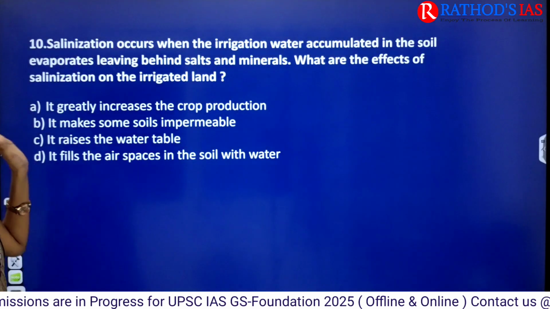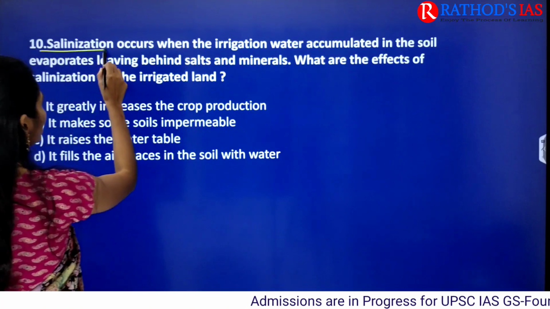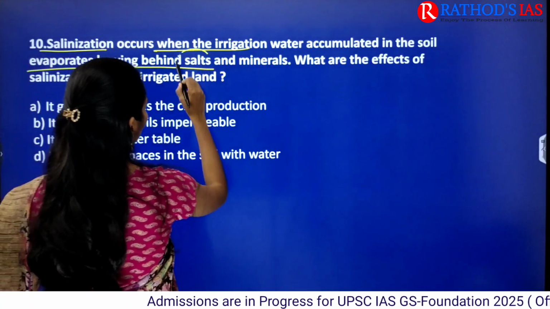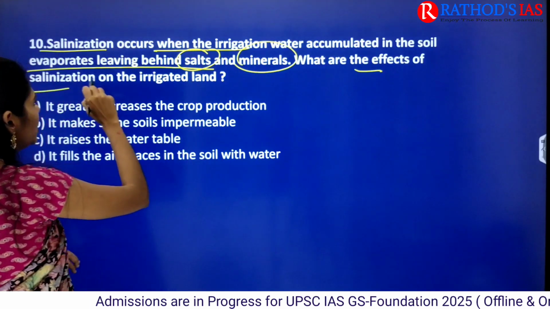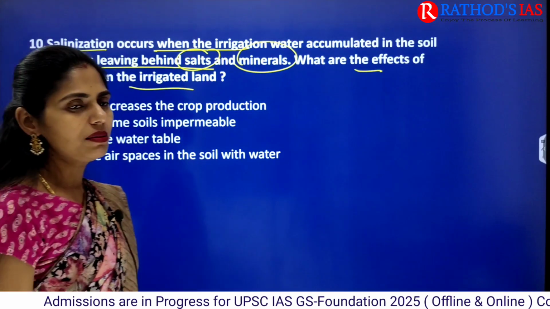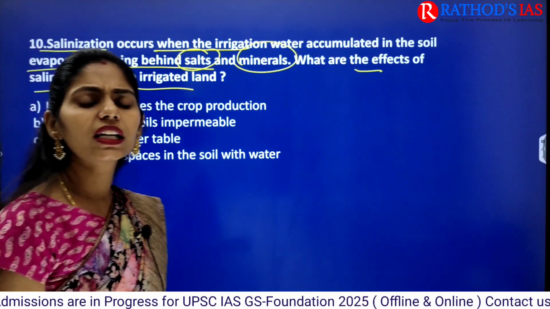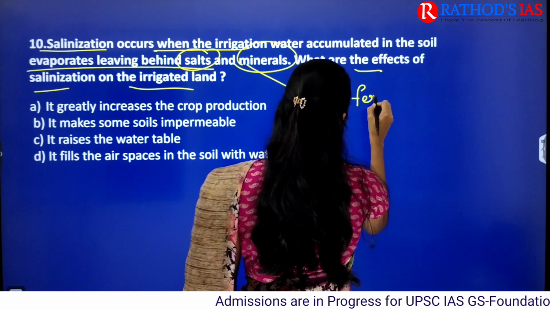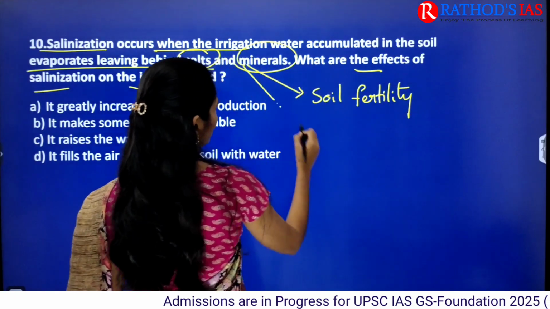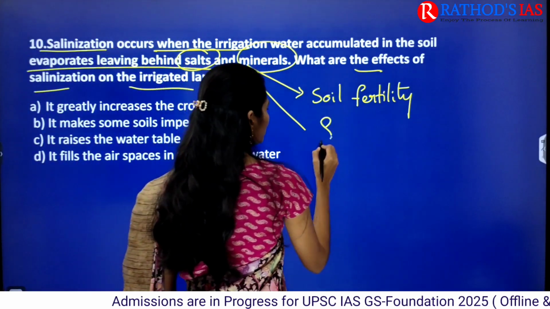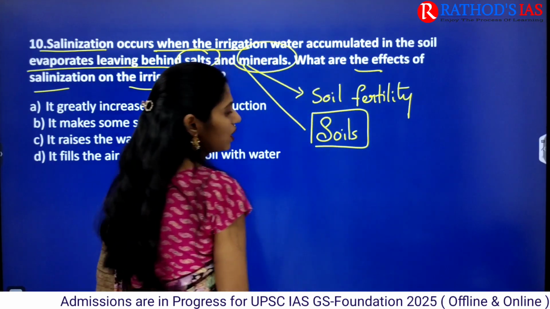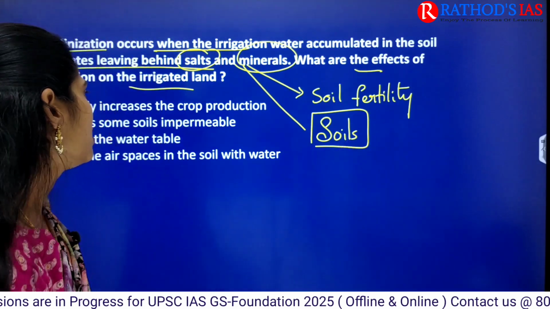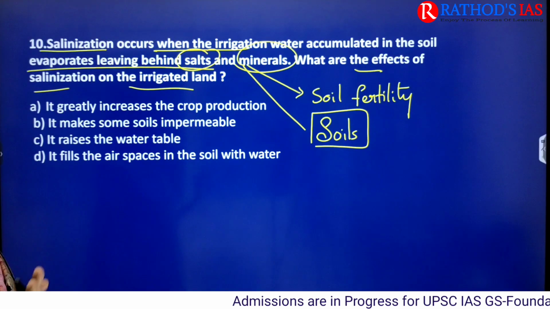Clear? And let us see the next question, that is, salination occurs when the irrigation water accumulated in the soil evaporates, leaving behind salts and minerals. What are the effects of salination on the irrigated land? So many a times you might have seen this topic of decreasing soil fertility. Yes or no? So this topic is related to soil fertility. And even this question we can connect with the topic called soils, and soils is also one of the important areas where UPSC asked questions many times, and this is also one important repeated theme. So let us see the options and later on we are going to analyze the options.